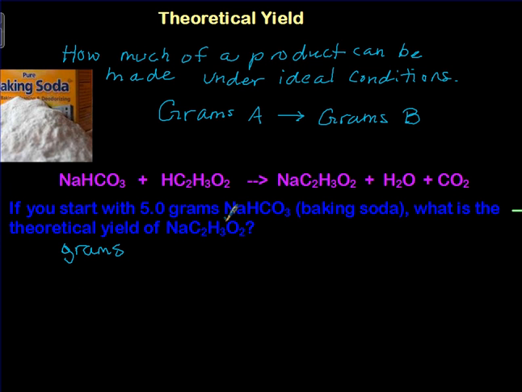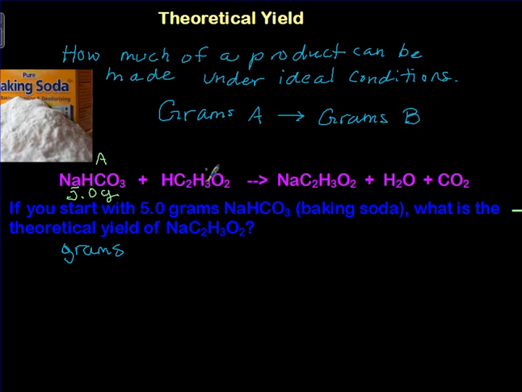Okay? Whenever you see theoretical yield, we're looking for how many grams theoretically should I make if I start with 5 grams of this. So my equation here is already balanced, so I don't have to worry about going through and doing that again. But what I do want to do is label my given and what I'm trying to find, just as I would in any stoichiometry problem. So if I start with this, okay, this is going to be my A, it's what I'm starting with. I'm starting with 5.0 grams of it.